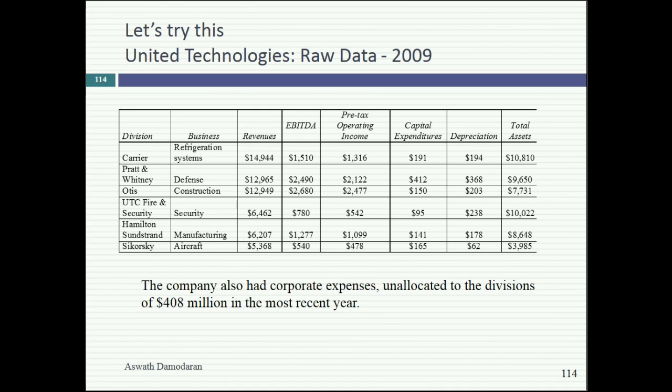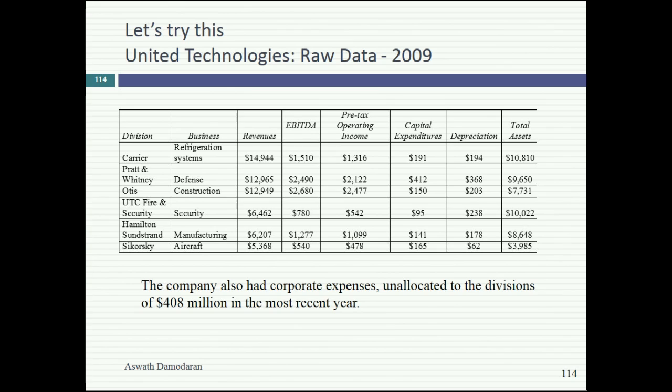United Technologies is in 6 very different businesses, and I've listed them all up, by division. The Carrier division does refrigeration systems. Pratt & Whitney is a defense contractor. Otis does the elevators, so it's a construction company. UTC Fire and Security is a security company. Hamilton Sundstrand is a manufacturing company, and Sikorsky makes those massive helicopters, so it's an aircraft company. 6 different businesses, all part of the company.